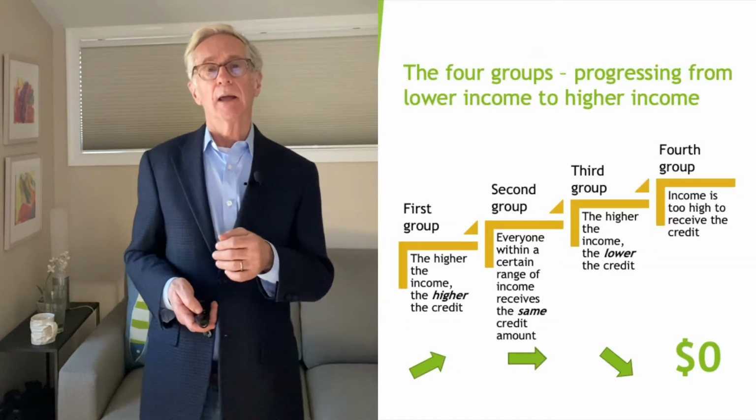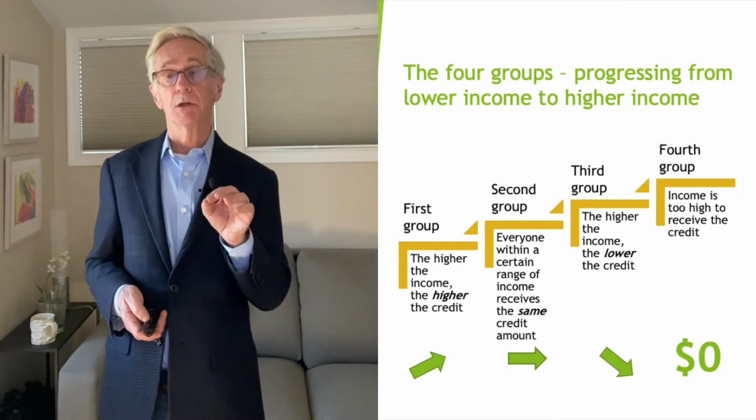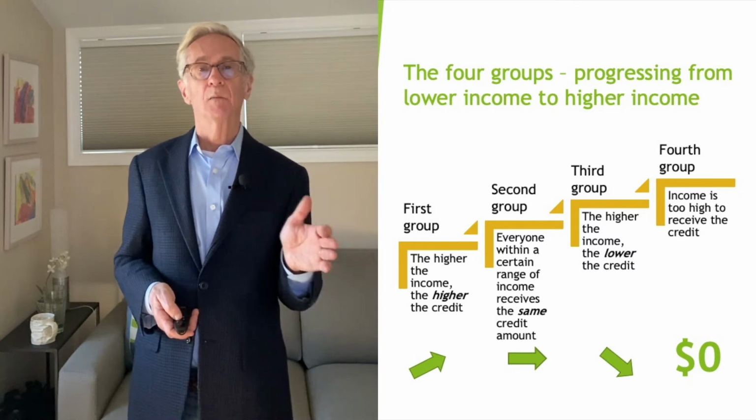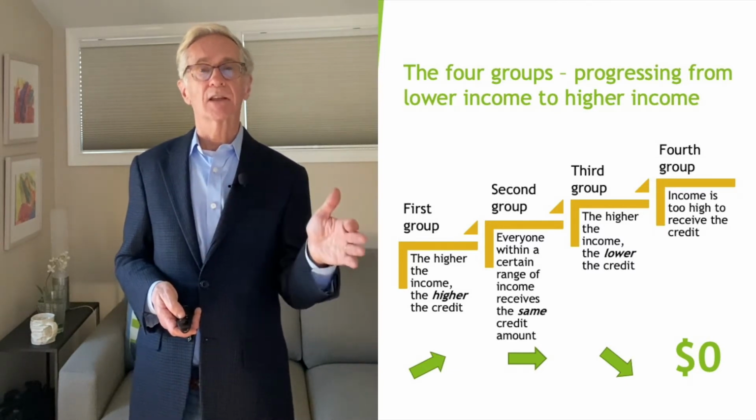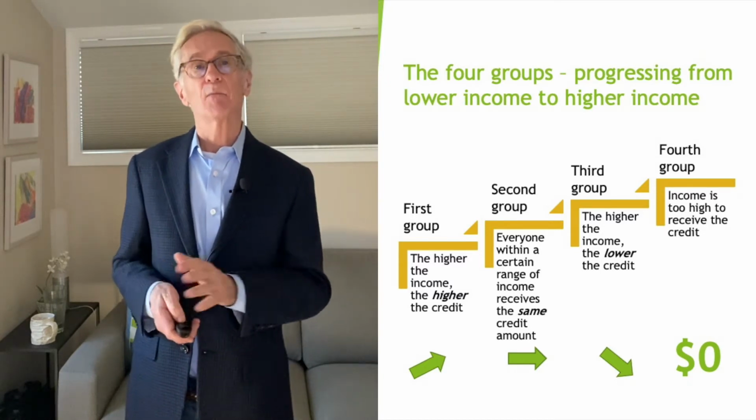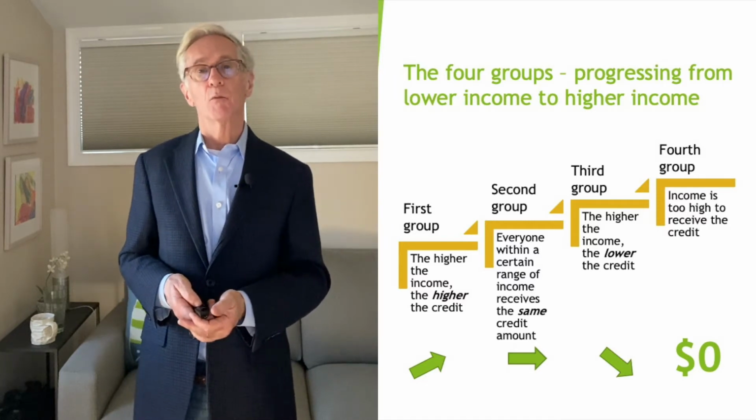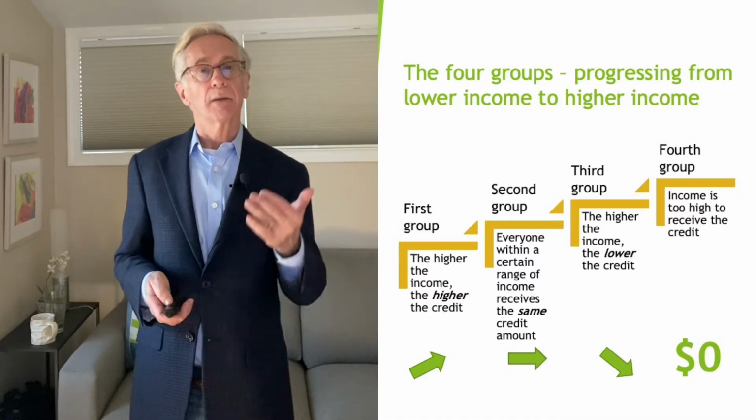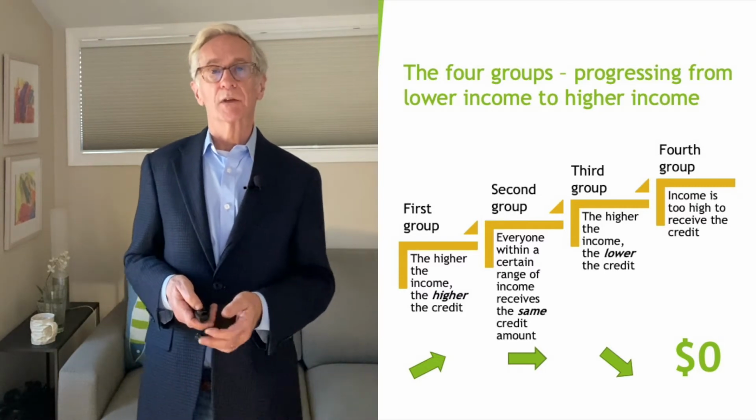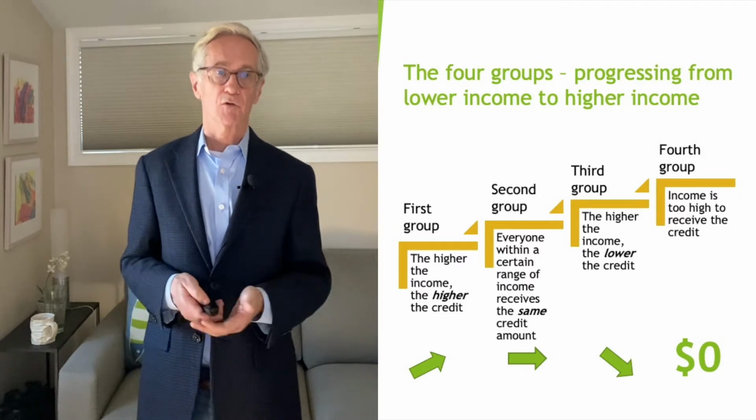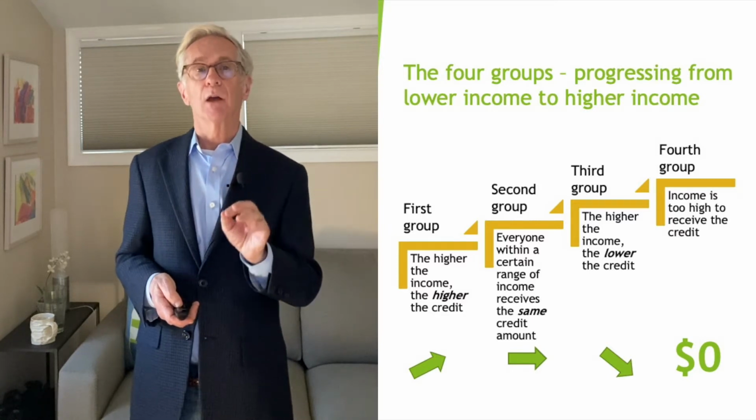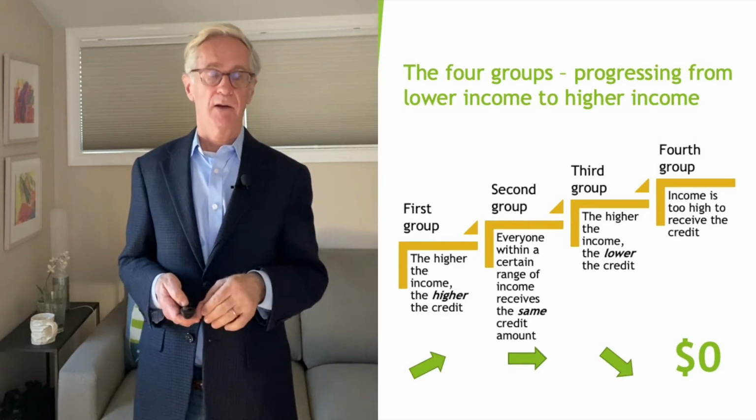So here they are, and the first thing that's important to note is that the groups progress from lower income to higher income. So from the left side, it's lower income people progressing over to higher income people. So I have my first group, and for this group, so people who have the lowest income, the higher their income, the higher their credit. Then I get to the second group. The second group has higher income than the first group. The second group, everyone within a certain range of income receives the same dollar amount of credit.